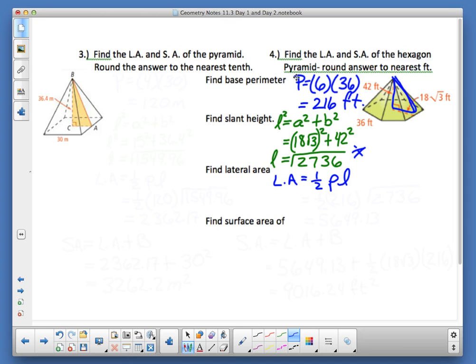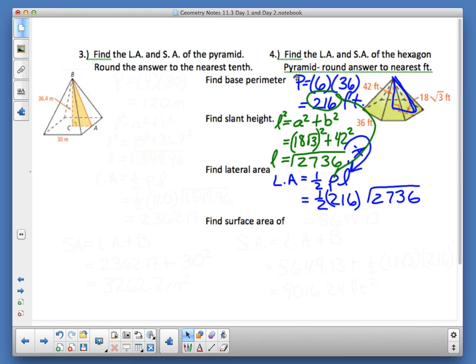Now, I've got the square root of 2,736 in my calculator. I'm going to use that as L. That's my L, I just found it. My perimeter, hey, I found that too. It's up here. This is perimeter, it's down here. It's P. Okay, so I'm going to pop those two things into my calculator. I'm going to take my 2,736 that I took the square root of right now, times 0.5, times 108. And people are like, where did the 108 come from? It's 216 divided by 2 is 108. So I got 5,649. Hopefully that's what I have sitting right here.